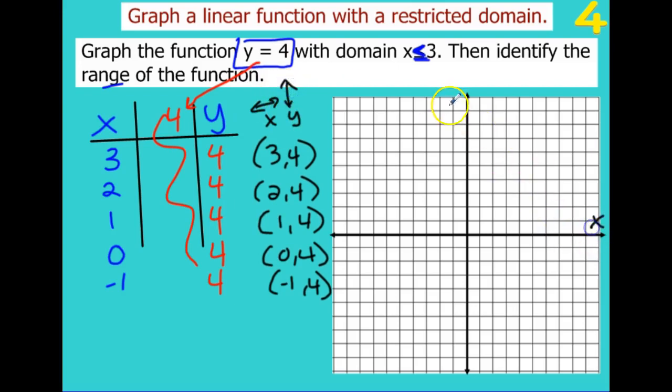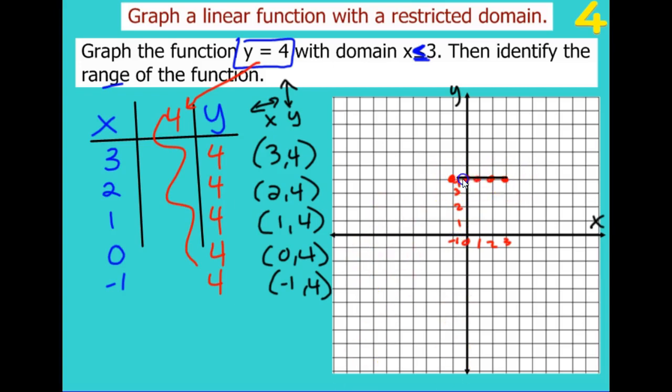So let's plot those. X is 3, so 1, 2, 3 to the right, and y is up 1, 2, 3, 4. Then we have 2, 4, so 2 to the right, up 4. Then we have 1, up 4, 0, up 4, and then negative 1, up 4.